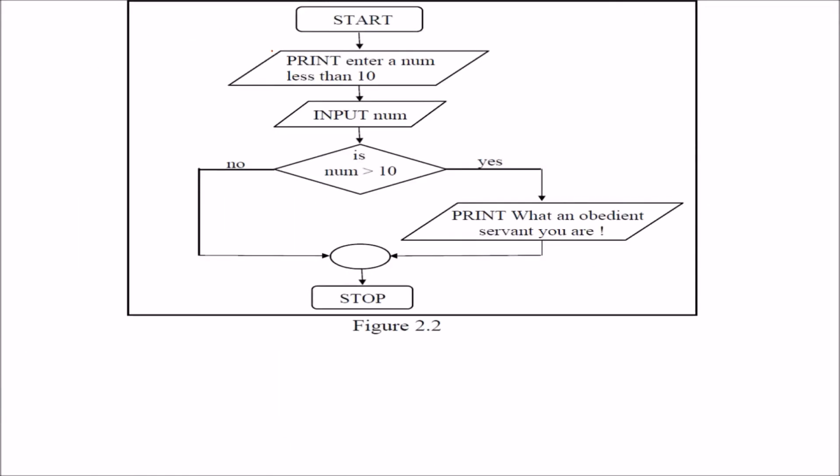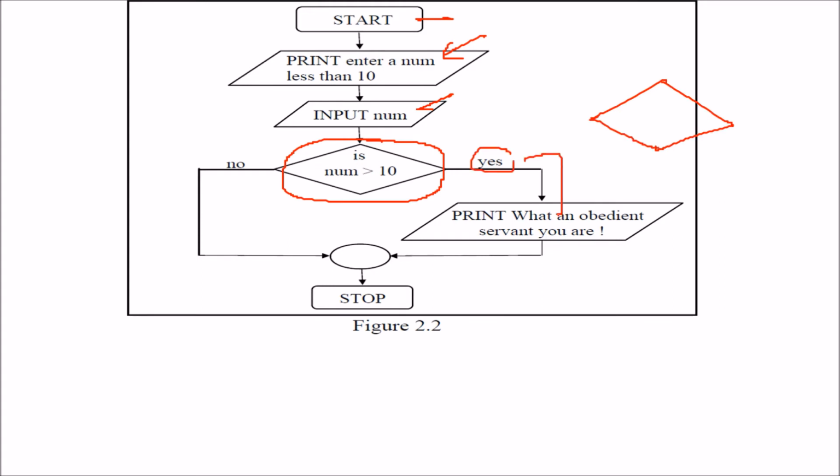Let us see what is happening in this program through a flowchart. We ask the user to enter a number and input that number. Now, this is our decision control: whether the number is greater than 10. If yes, this line will be printed. Otherwise, if the number is not greater than 10, then we don't print that line, and we come to the stop condition.